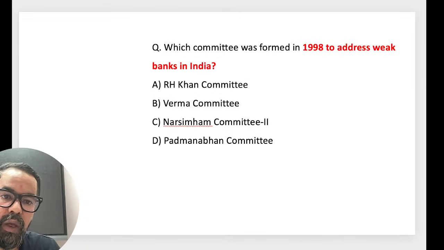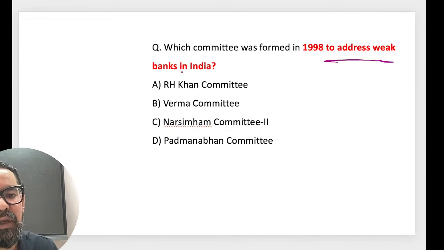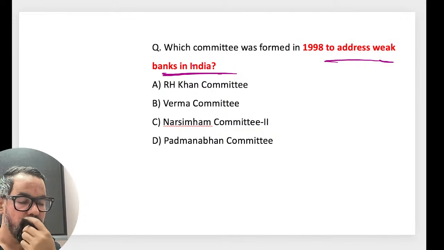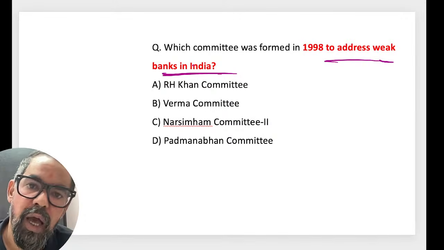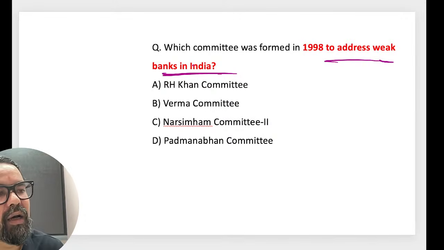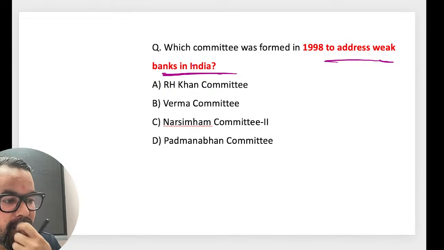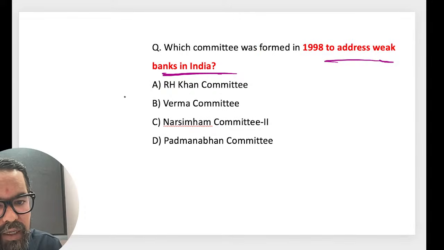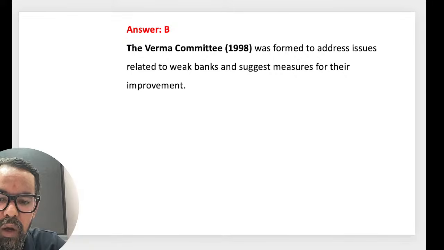Awesome. चलो. Weak bank. This got asked in your previous to previous examination, and the previous examination was that insurance related one. ठीक है? So insurance related committee. So when it comes to weak bank, it is the Verma committee, right? So Verma committee was related to your weak bank.